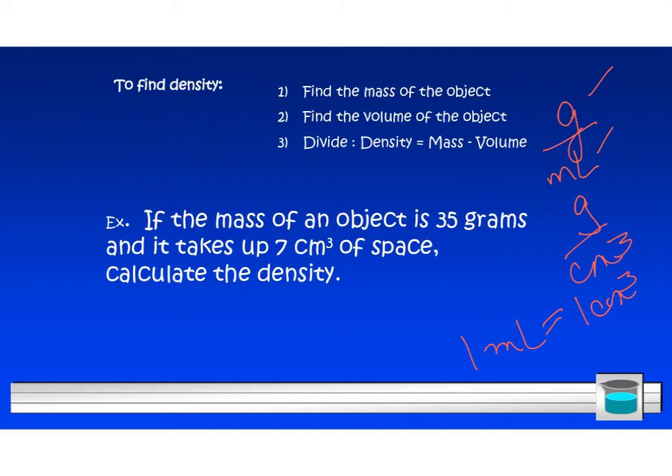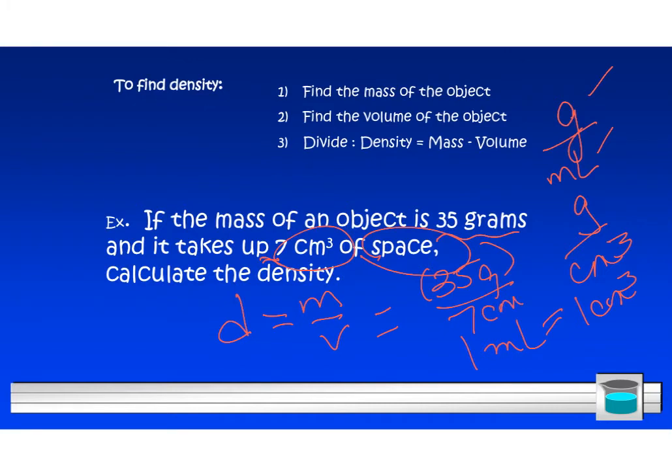If the mass of an object is 35 grams and the volume, which is how much space something takes up, is 7 cubic centimeters, what is the density? So again, I always start by writing the formula. Density is mass over volume, and then plug in the values. The mass is 35 grams, and the volume is 7 cubic centimeters.